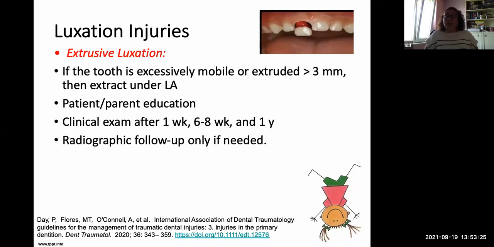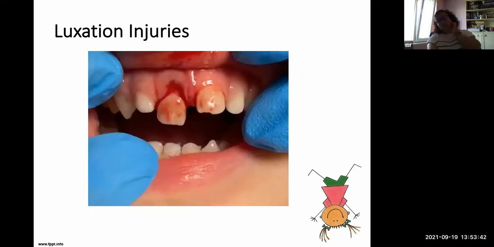Patient or parent education is important, and clinical examination extending to 1 year should be carried out, and radiographical follow-up is only required when we are suspicious about any pathological condition. In this case, the extrusion is over 3 millimeters, and the tooth was interfering with occlusion, so the extraction of the primary tooth was planned.